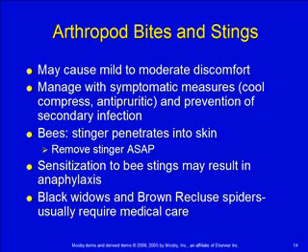Somebody who is sensitized, has a true allergic reaction to bee stings, they can go into anaphylaxis with this. So that person really should carry an EpiPen with them. Black widows and brown recluse spiders. These both usually require medical care, and the brown recluse is actually the worst of the two.